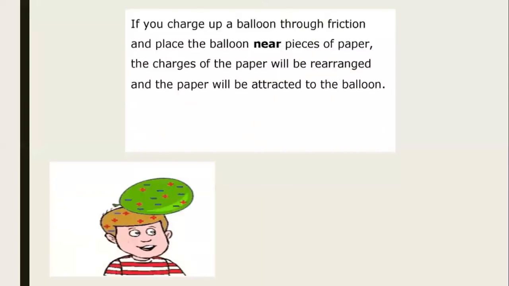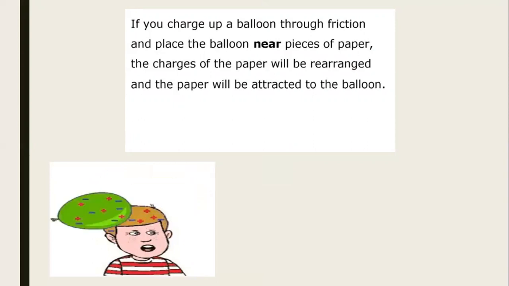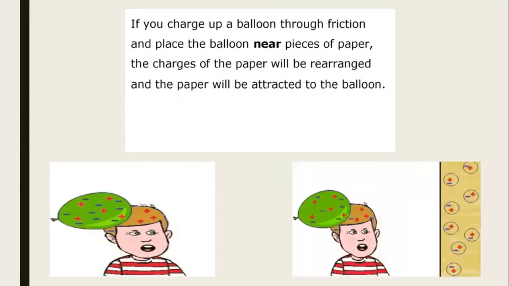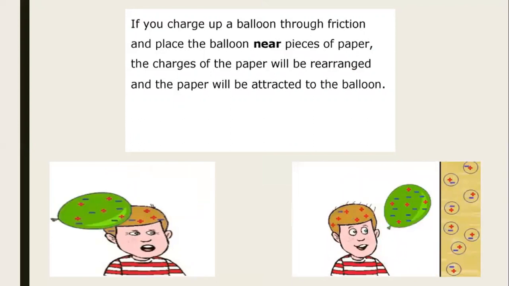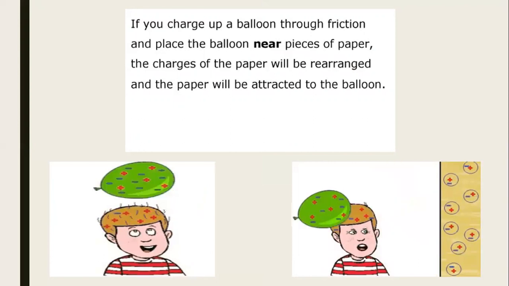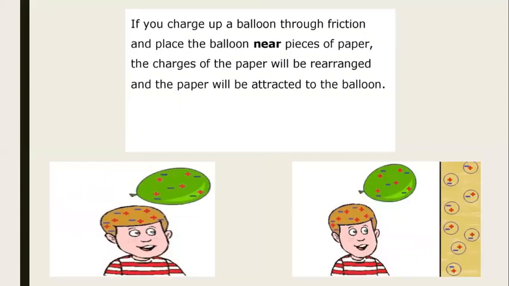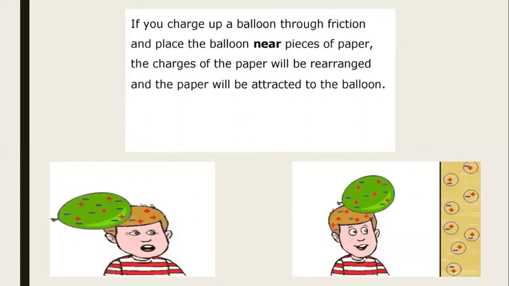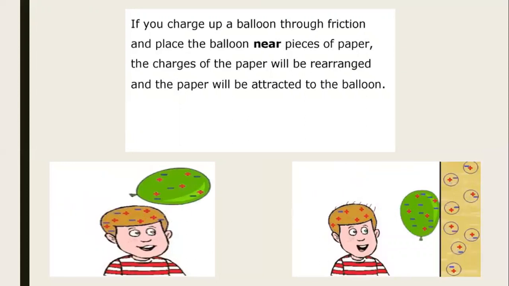For example, when you charge up a balloon by rubbing it on your head and place the balloon near pieces of paper, the charges of the paper will be rearranged and the paper will be attracted to the balloon. Electrostatic force holds together the atoms to form matter around us and within us.